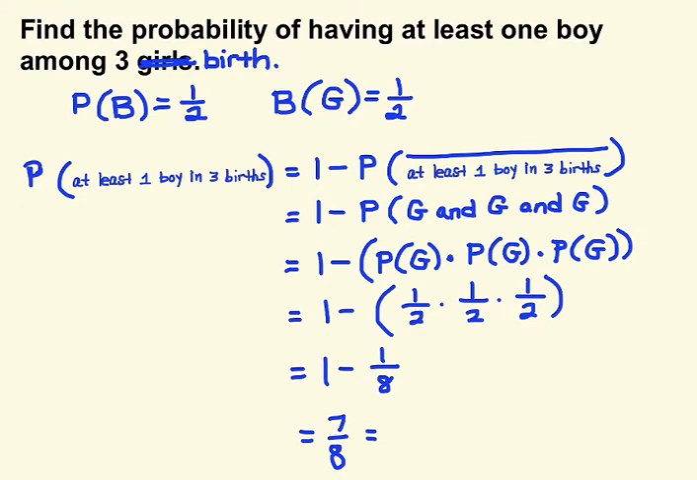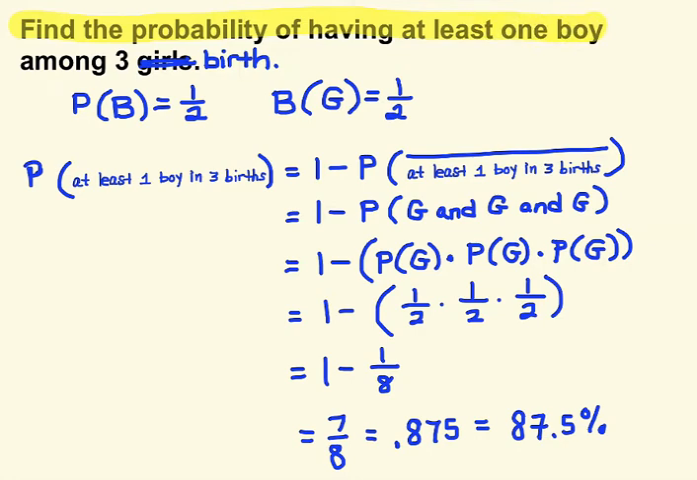And so let me put that into the calculator. 7 divided by 8 is 0.875. Moving our decimal point over twice, that gives us 87.5% probability of having at least one boy among 3 births. So this is a way of using the complement of a probability to find the probability.